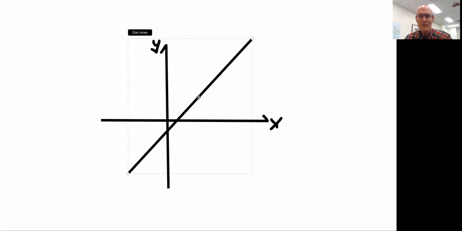And we have 2 points on the line, so we'd have a point right here. This would be x1 and y1. And then we would have a second point somewhere up here, which would be coordinates x2 and y2.